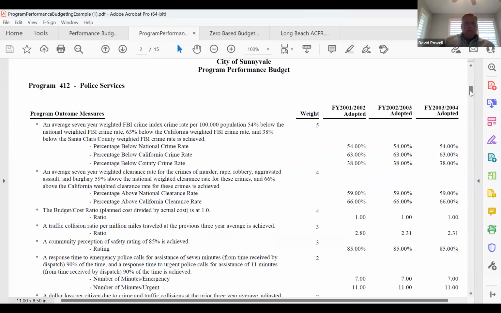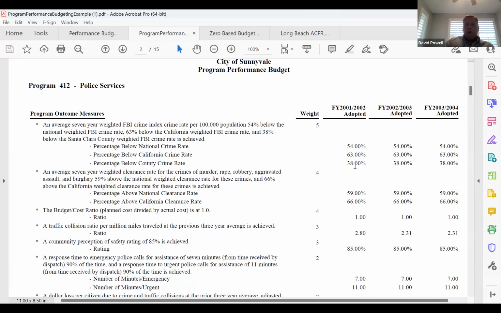Here are the outcomes. We're going to do all this for the purpose of achieving these outcomes. Here are the outcome measures for these programs. We hope to achieve an average 7-year weighted FBI crime index rate per 100,000 population that is 54% below the national weighted FBI crime rate, 63% below the California weighted FBI crime rate, and 38% below the Santa Clara County weighted FBI crime rate.